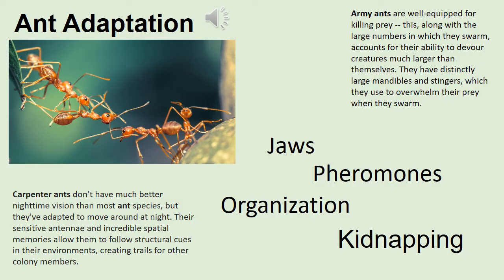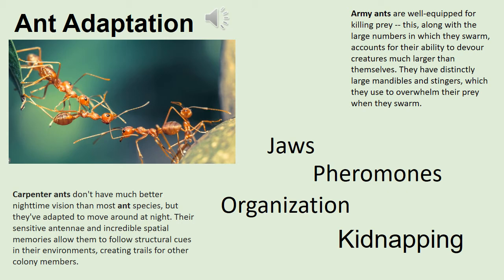So something to think about when you're looking at the ant that you are researching and identifying is what kind of ant is it? Not all ants are the same. So here are 2 examples. Carpenter ants. They don't have much nighttime vision than most ant species. They're adapted to move around at night, but they have sensitive antennae and incredible spatial memories to follow instructions and clues to their environment and create trails for other colony members to then follow later.